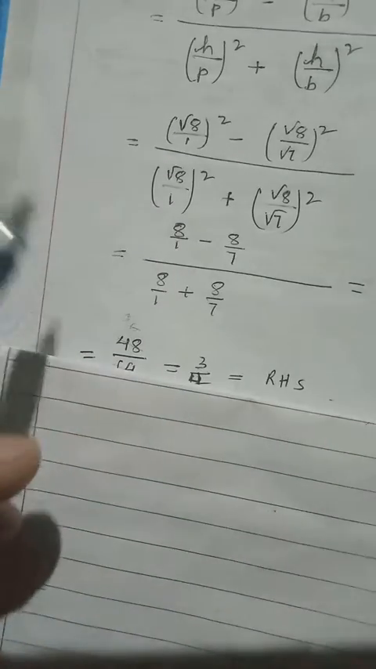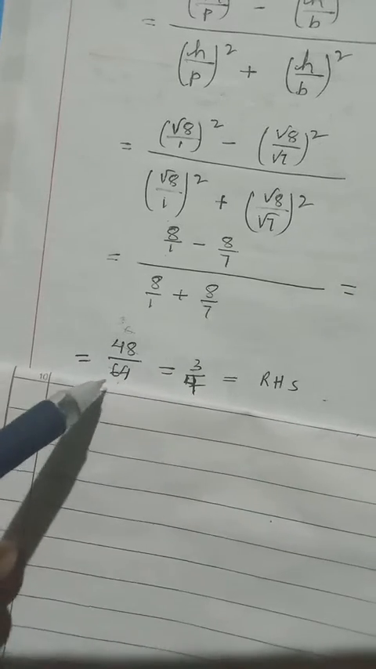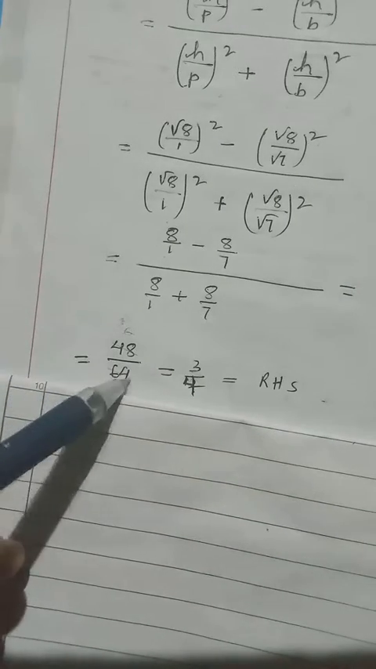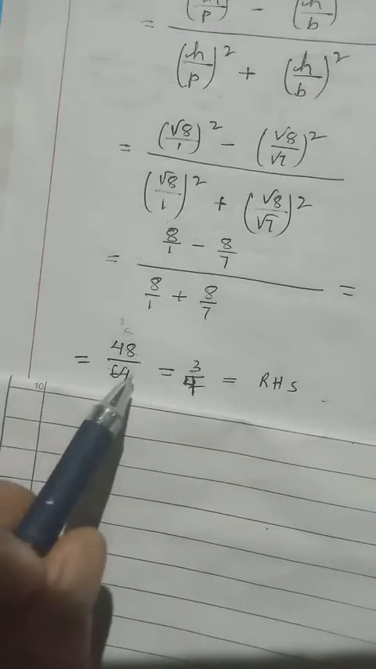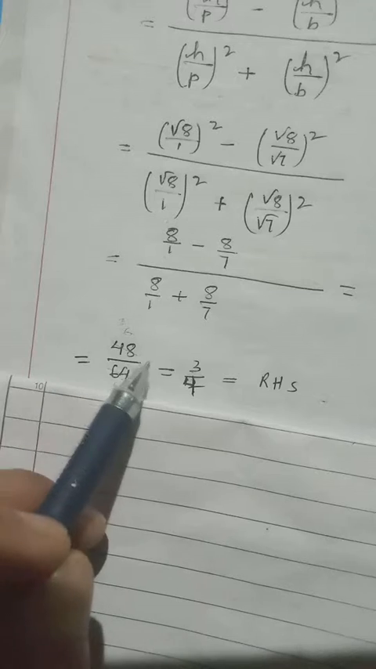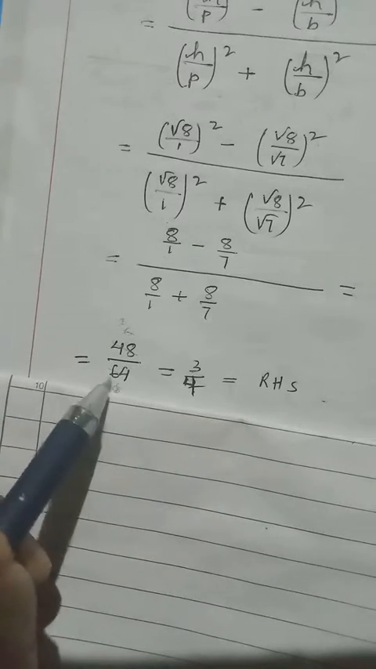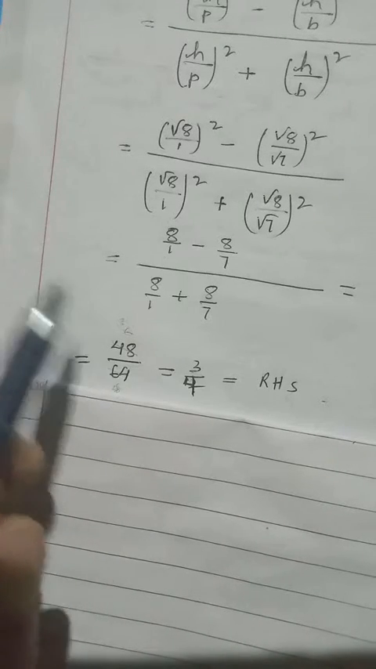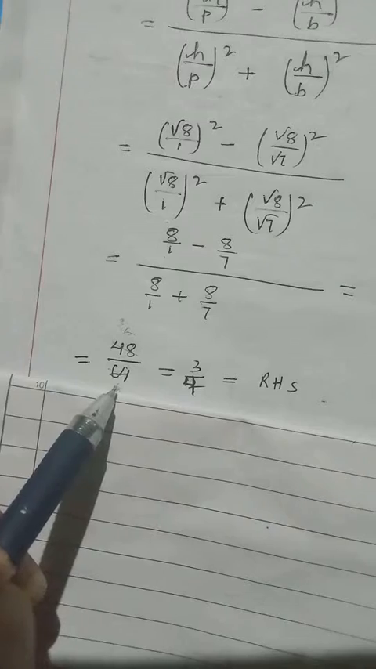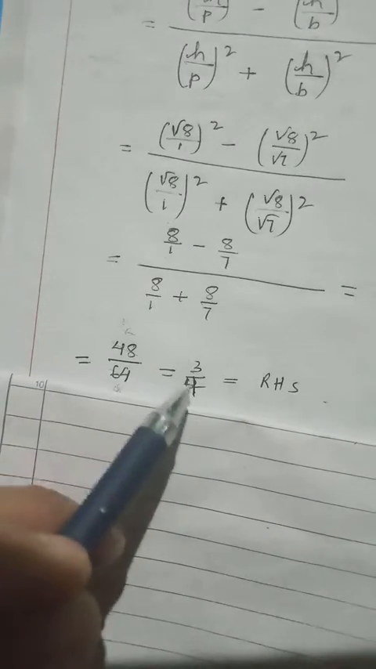56 minus 8 will be equal to 48. Then 56 plus 8 will be 64. So both are even numbers, we can cancel them with the same number. Let's see with what. Let's try with 8 directly. 6 into 8, 48. 8 into 8, 64. Again we can cancel with 2 because both are even numbers. 2 into 3, 2 into 4, so after we cancel we'll get 3 by 4.